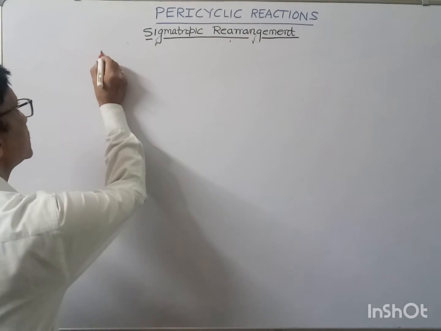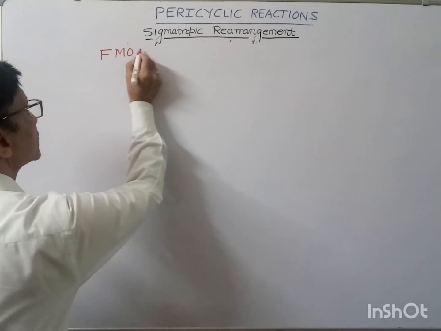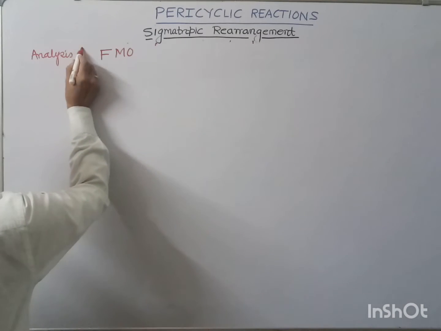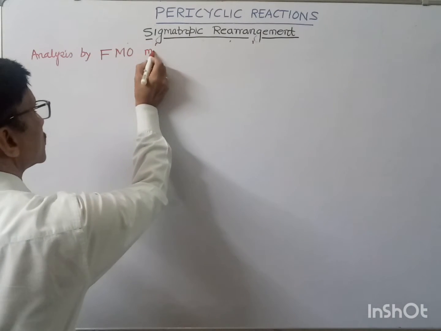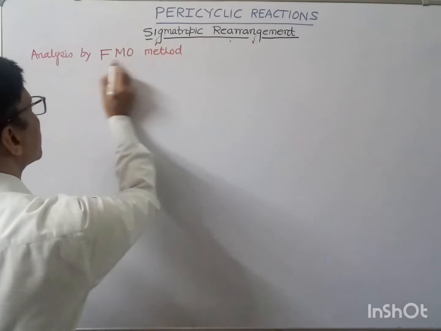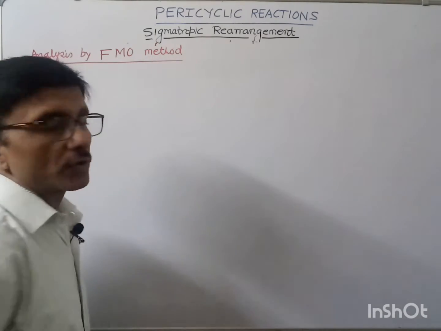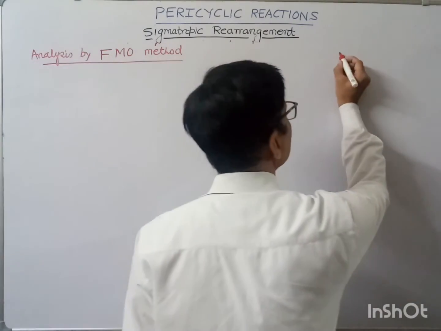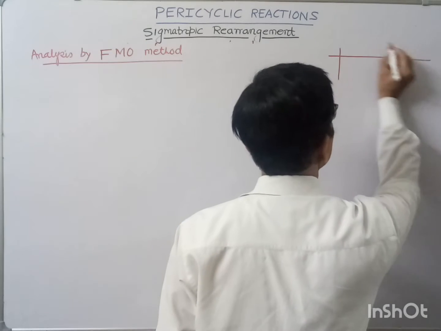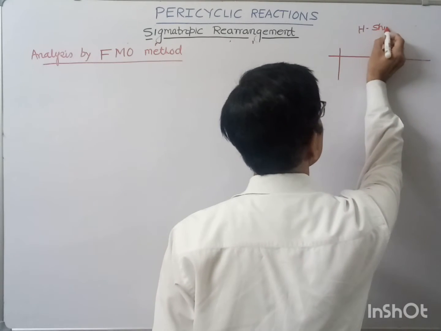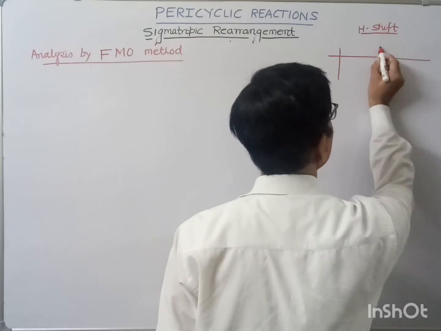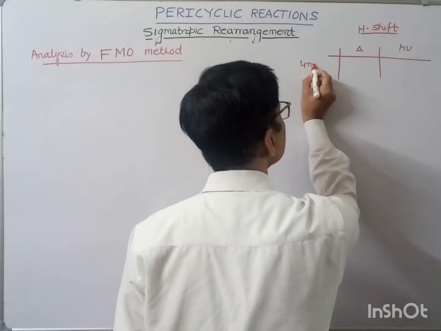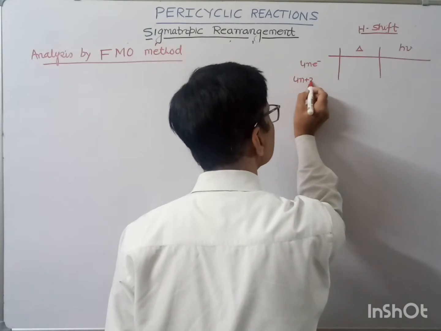Now the FMO method, that is, frontier molecular orbital method, or analysis. Now what was the rule that we have found out? So for hydrogen shift, what was the rule? Under thermal condition and under photochemical condition, for 4n electron system and for 4n plus 2 electron system.